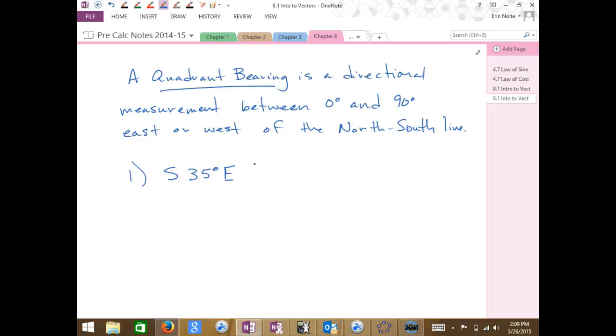Is this on a compass? Yeah. Okay, so here's our little compass. My south is down, and if I'm going to go in the direction of 35 degrees, I'm going to start from straight down and go an angle of 35 degrees. It can't be negative. It's only going to be between 0 and 90. So this angle right here is my 35 degrees.